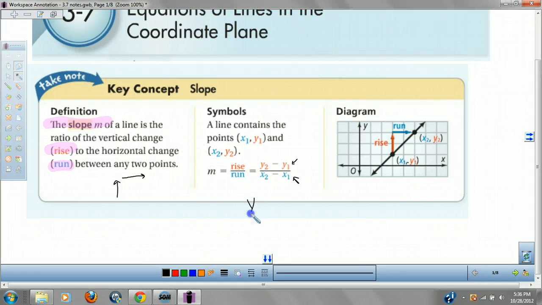Now, would it be wrong if I wrote it this way? Nope, same thing, as long as you're consistent. This is one point, and this is another point, okay guys? Just keep it consistent. Usually I like to make it so the positive ones go first, so you subtract your negatives. It just makes life easier, I think.